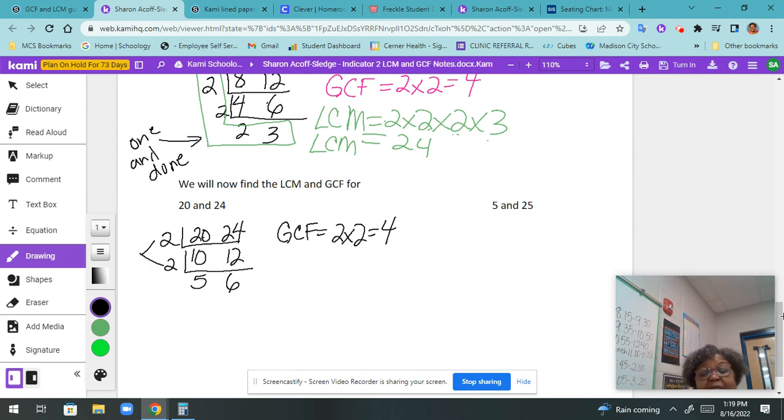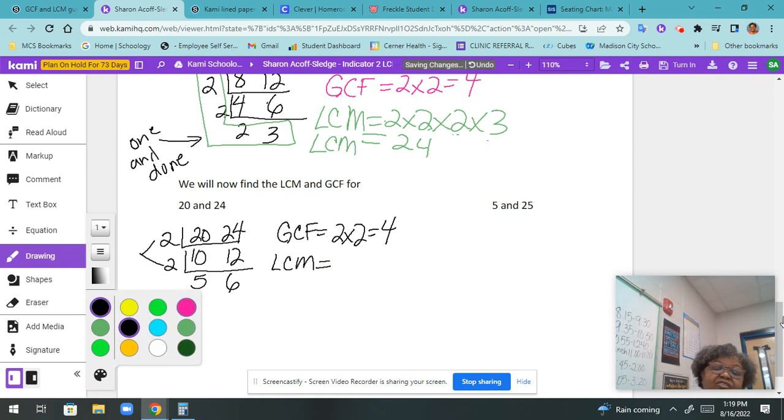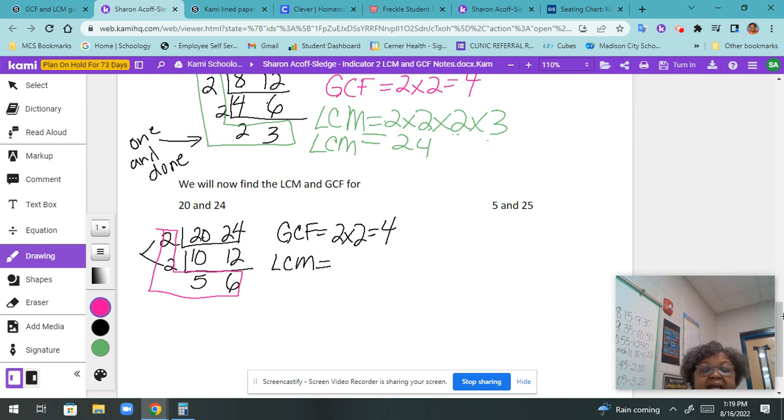I'm going to show you something else here, what I said about the fractions, but we'll work on that more when we get to it. So my LCM, I have to draw a what? L. So draw my big box L. And so it's 2 times 2 times 5 times 6. 2 times 2 is 4. 4 times 5 is 20. 20 times 6 is 120, I think. So that's the smallest multiple that both numbers will go into. 120.